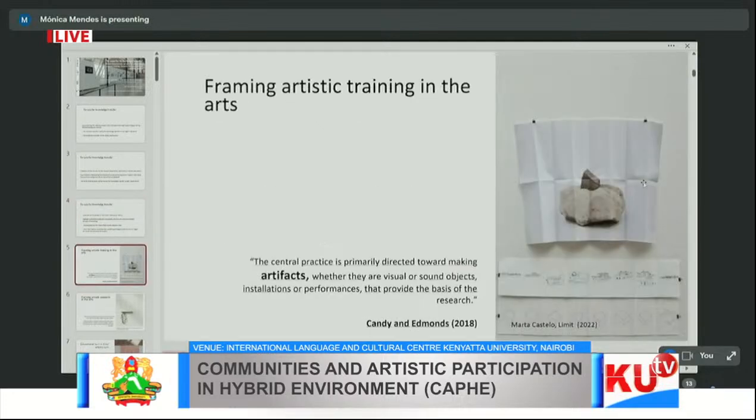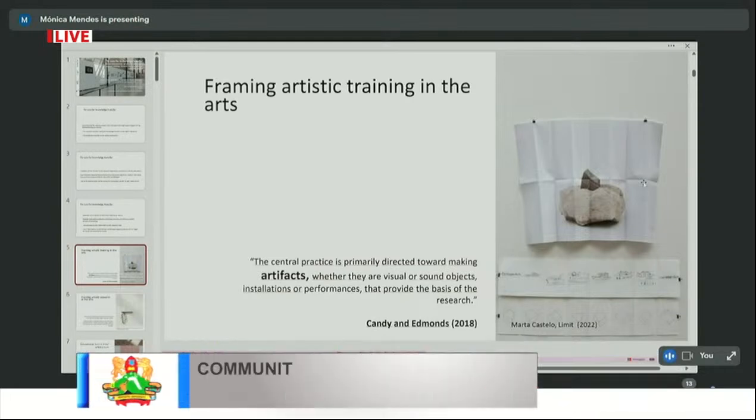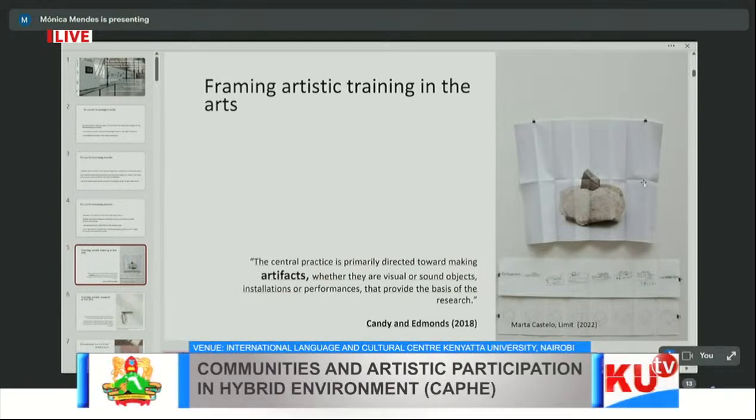And if we think about framing artistic research training in arts, we can see that central to this practice is the artifact. We are just quoting a text from Candy and Edmonds that says the artifact is central to practice. This can be visual or sound objects, installations, or performances. And these provide the basis for research.